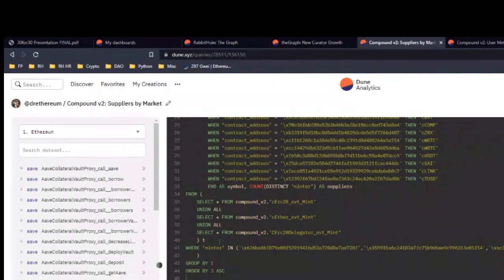Another thing we have to do often is union various contracts because a lot of these contracts will only have partial data. So like for Compound, all of the Ethereum related mints and supply is in this one contract, but if it's in ERC20, it's in this contract. So we try to grab all of that data.